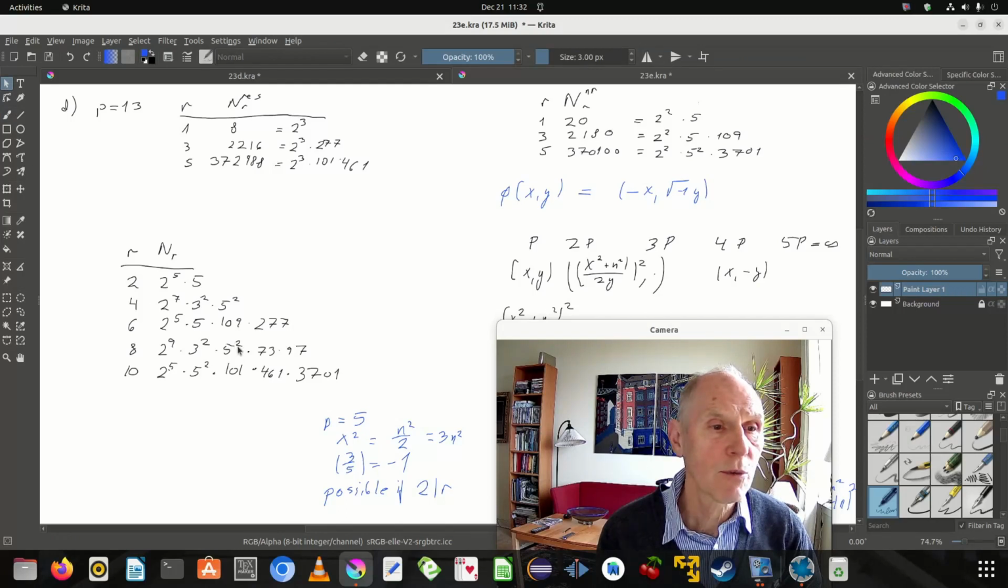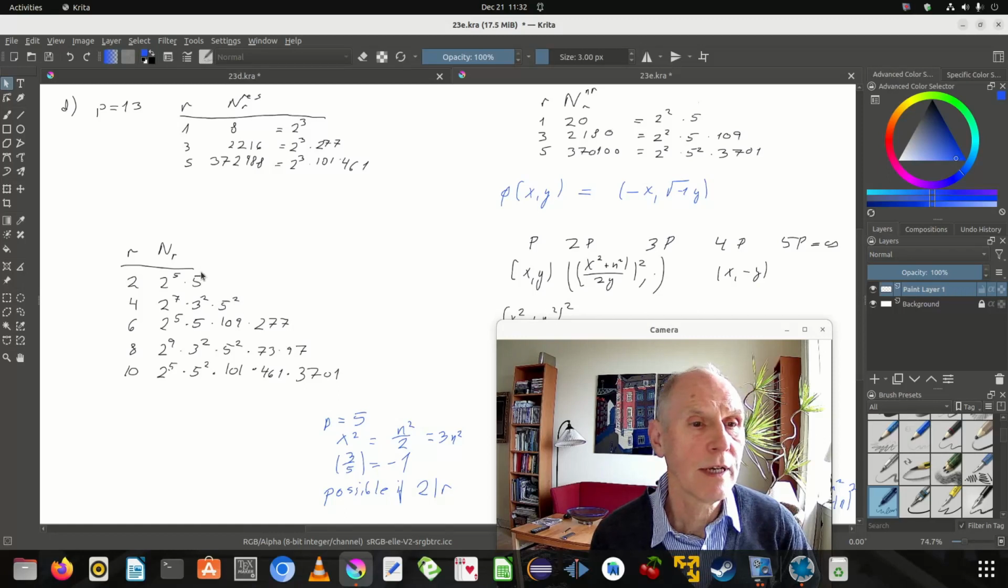Here we get 5 squared, that's already in 4 and in 2. So the same number of points we have in F13 squared will lie in F13 to the 8th. So that's the same type.